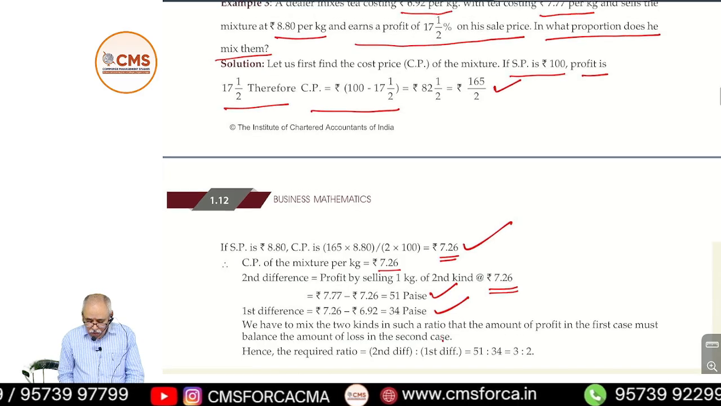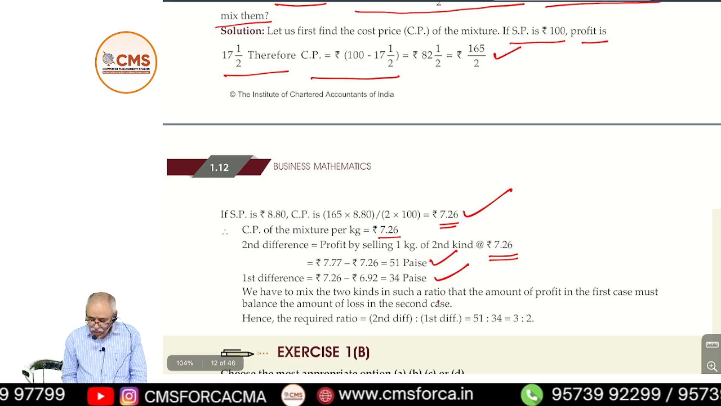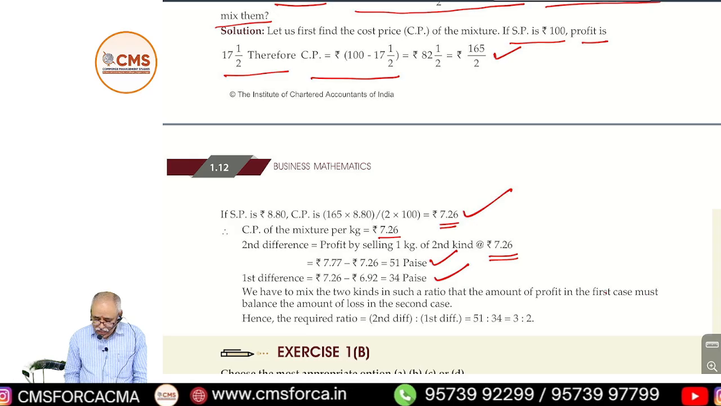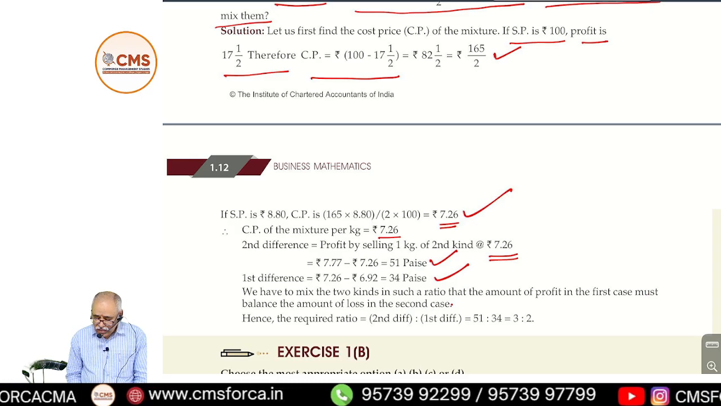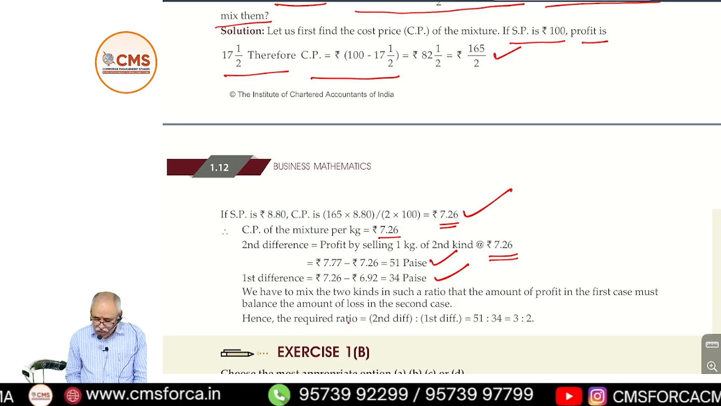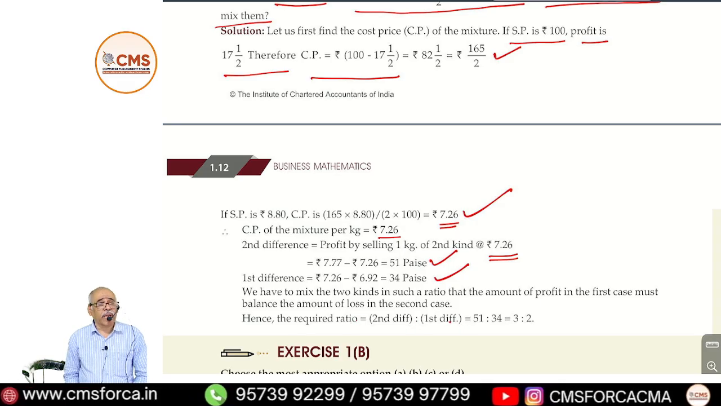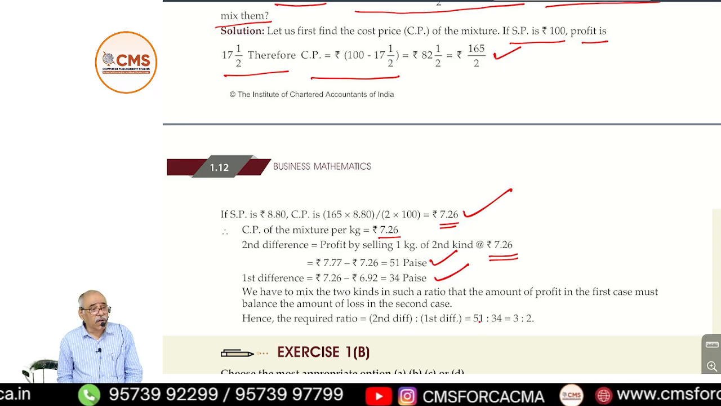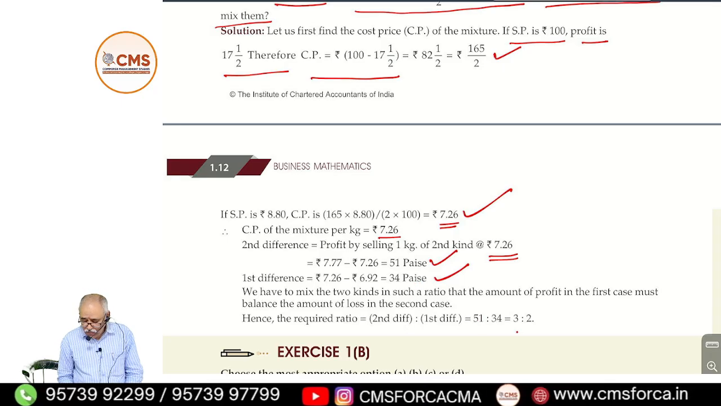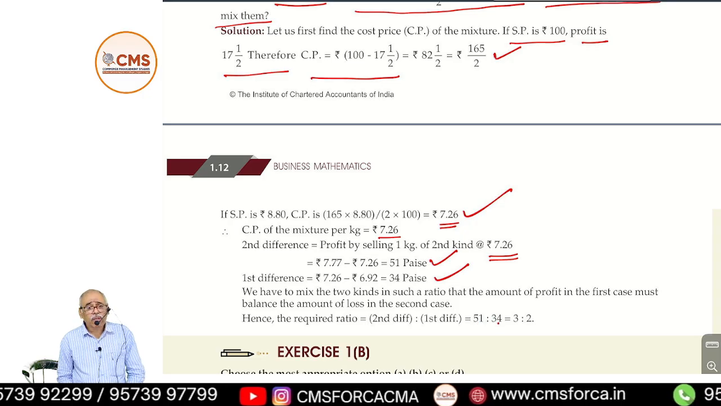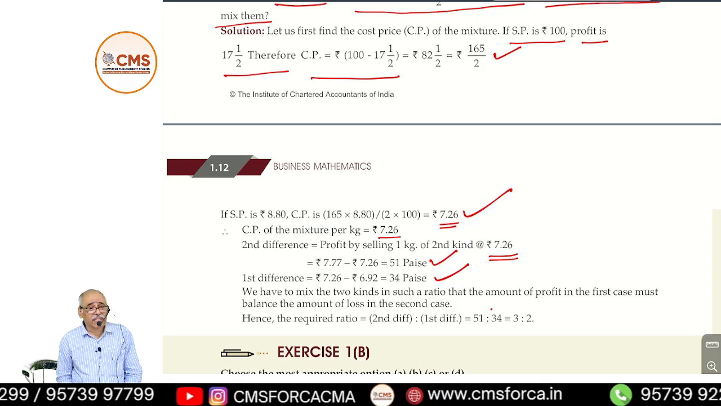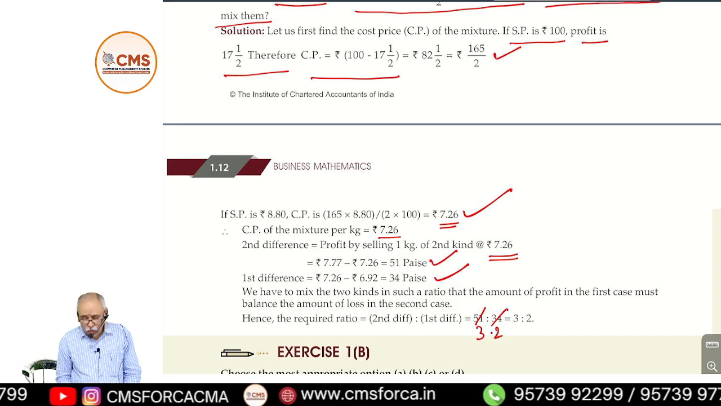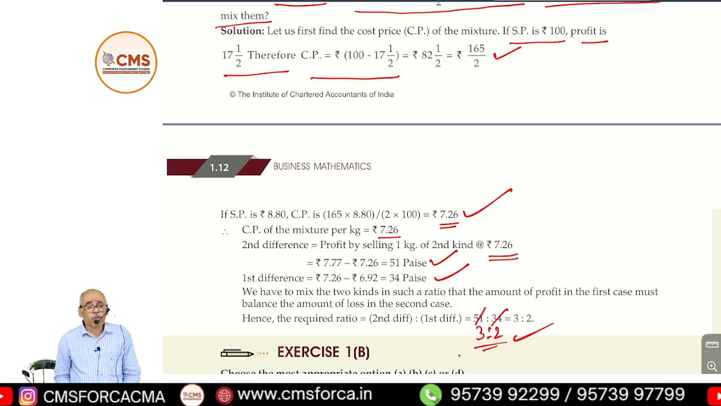Okay. So we have to mix the two kinds in such a ratio that the amount of profit in the first case must balance the amount of loss in the second case. Hence the required ratio is the second difference to the first difference. Second difference is 51 paisa. First difference is 34 paisa. So 51 is to 34. If you simplify by cancelling with 17, 17 3s are 51, 17 2s are 34. So the answer is 3 is to 2.